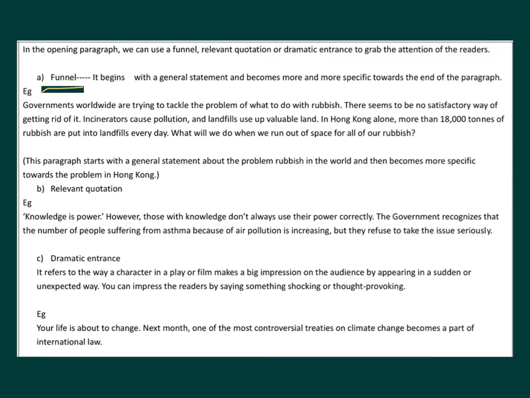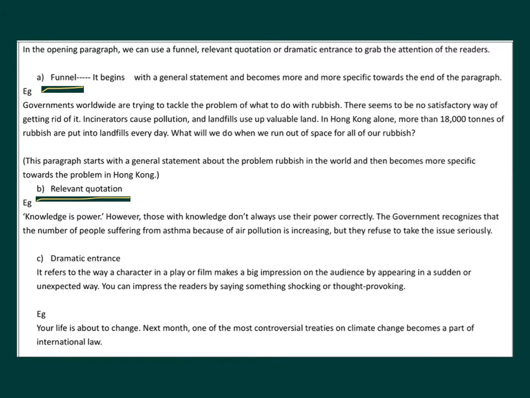Incinerators cause pollution and landfills use up valuable land. In Hong Kong alone, more than 18,000 tons of rubbish are put into landfills every day. What will we do when we run out of space for all of our rubbish? This paragraph starts with a general statement about the problem of rubbish in the world and then becomes more specific towards the problem of Hong Kong.